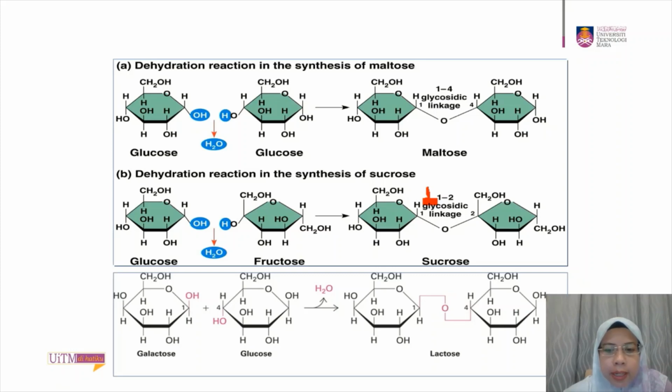The last one is the formation of lactose between galactose and glucose. The binding removes one molecule of water, the hydroxyl group at carbon number 1 and the hydrogen group from carbon number 4. So the bond is between carbon number 1 and carbon number 4, known as a 1,4-glycosidic bond.